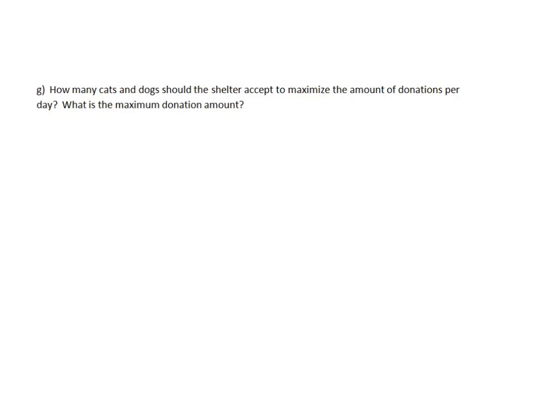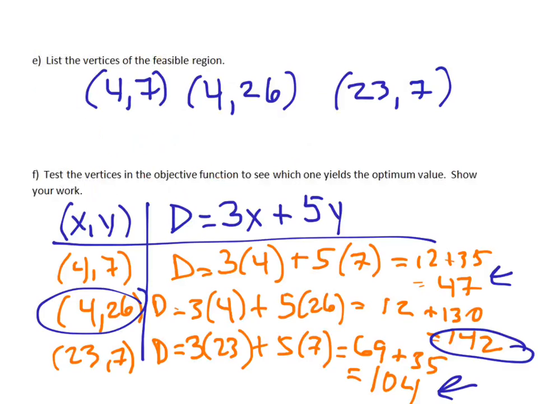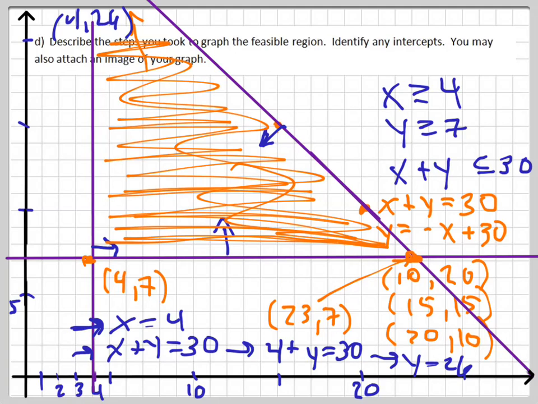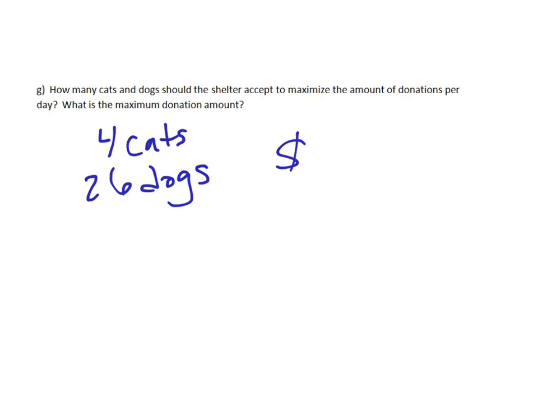So finally, I just need to interpret what this means in the context of the problem. This means that the shelter should accept 4 cats and 26 dogs in order to maximize the donations, and that maximum donation amount would be $142. And that's it.